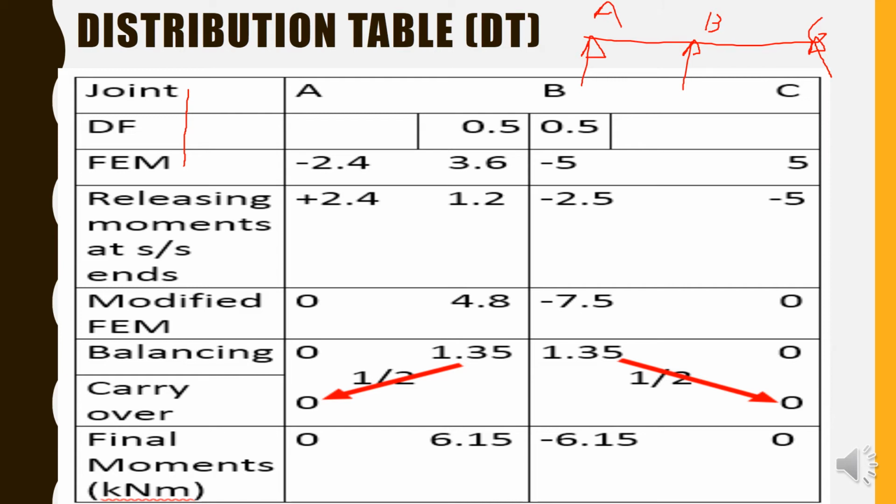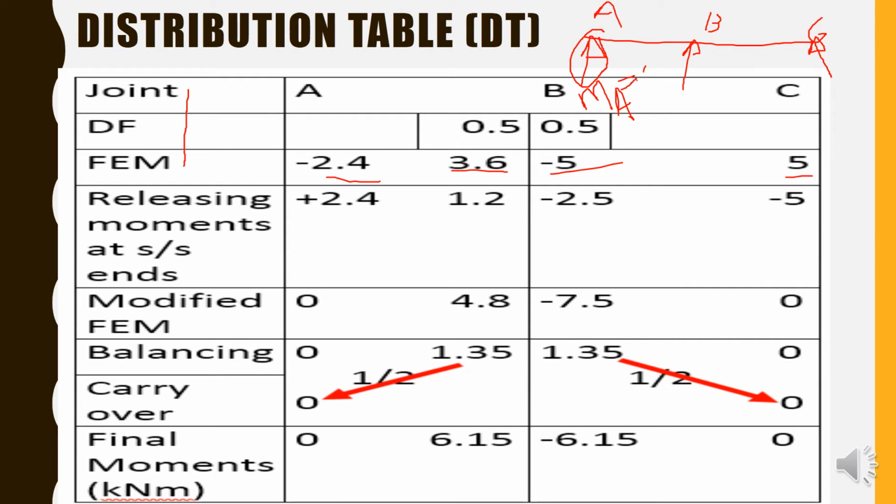So the fixed end moments are minus 2.4, 3.6, minus 5, and plus 5. These are the values that we calculated in the previous few minutes. Next is releasing the moment. Why do we need to release the moment? Because A is simply supported and the moment at A has to be 0.